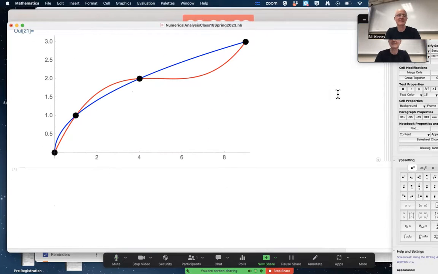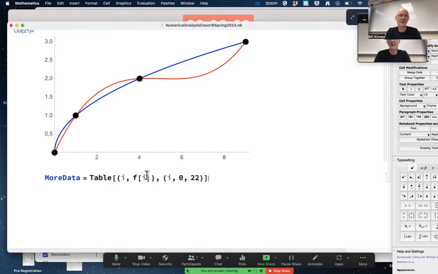How about we do this? Let's have Mathematica compute a big list table of data with lots of nodes. Oh, this could be fun. How many nodes should we use? 23? Your wish is my command. Let's see. I is going to go from 0 to 22 to make 23 nodes, but I don't want to do f of I there.